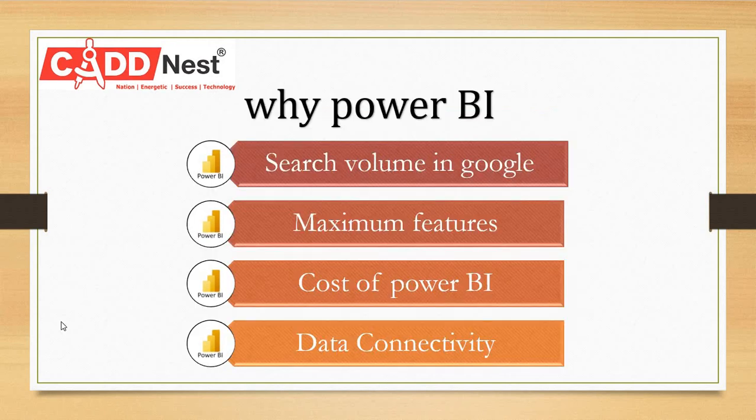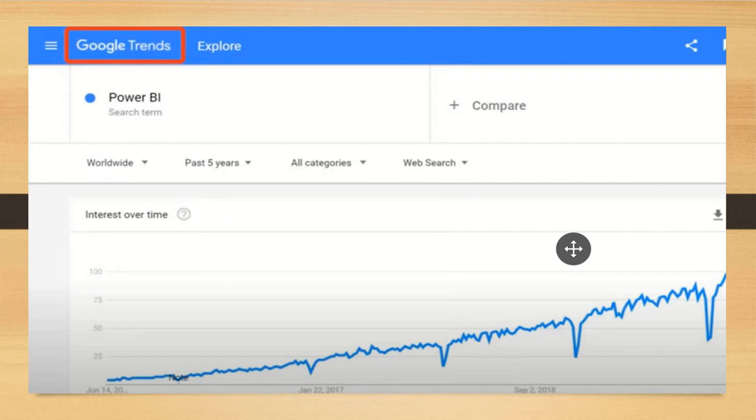Why should we go for Power BI? There are top 5 reasons to use Power BI. Firstly, search volume in Google. In Google Trends, interest over time, you can see the chart here. Power BI is increasing day by day. Not only in India, but in other countries like Australia and Spain, they are using Power BI. There is a huge demand for Power BI in the market today.